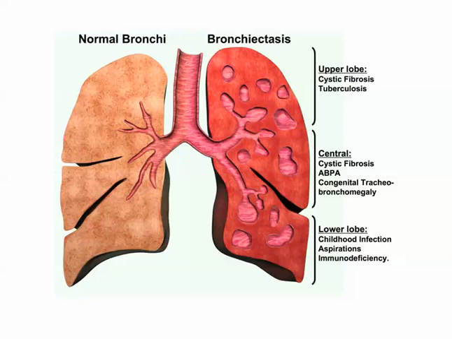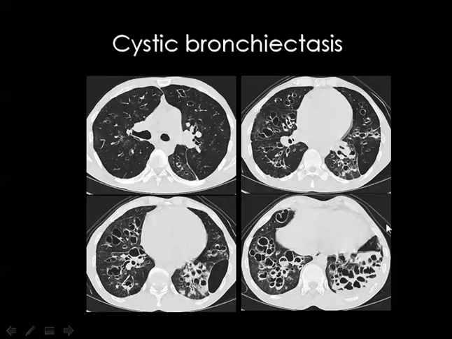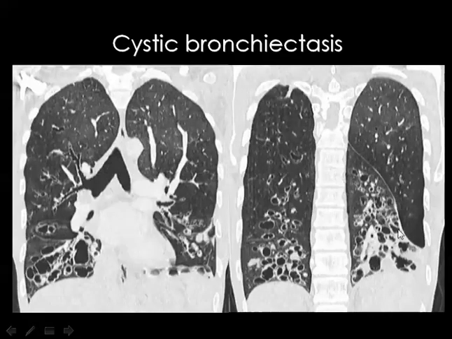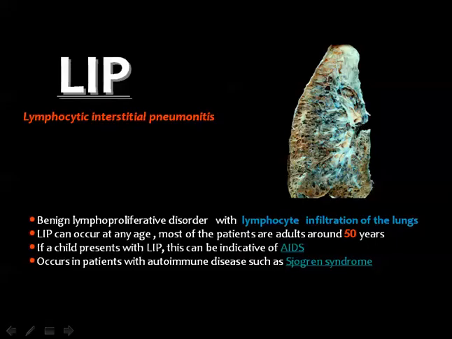This is the distribution of bronchiectasis. If they are located in the upper lobe, cystic fibrosis and TB are responsible for upper lobe distribution. In the central part of the lung, cystic fibrosis, allergic bronchopulmonary aspergillosis, and congenital tracheobronchomegaly. Lower lobe bronchiectasis is commonly seen in pediatric infection, in aspiration, and in immunodeficient patients. This is cystic bronchiectatic changes containing multiple air fluid levels. And you can go to the coronal reconstructed images and you see multiple cystic dilated bronchi.